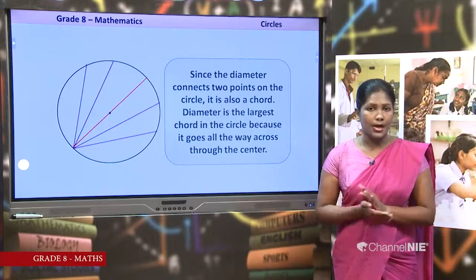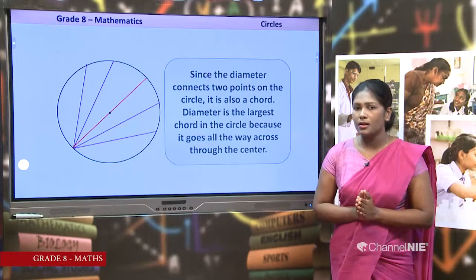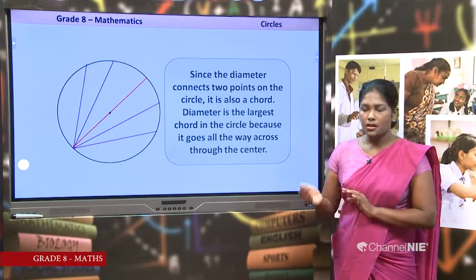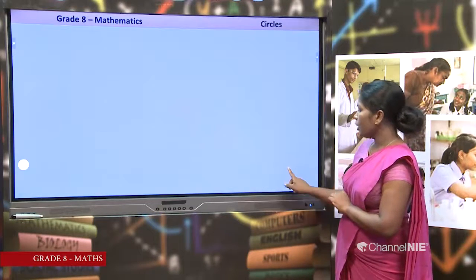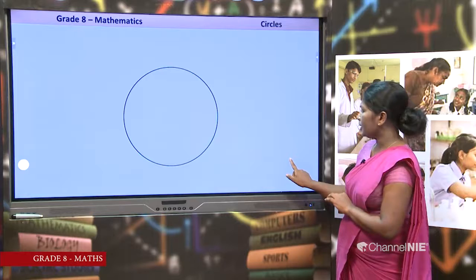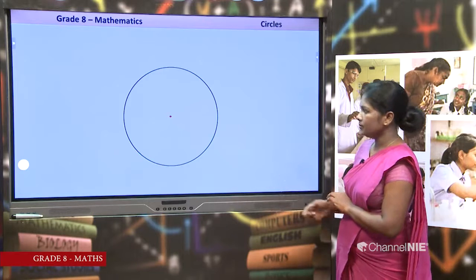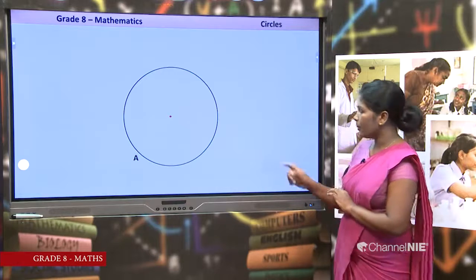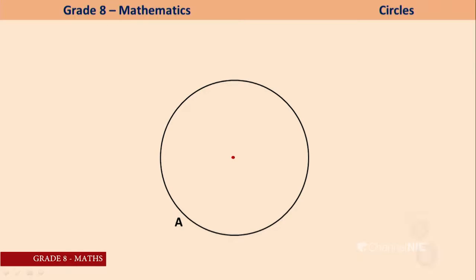Okay children, now you have an idea about the longest chord and also chord. Now, we have to move to the next slide. Look at that. There is a circle and also its center. I mark a point A on the circle, then mark B and join this line. Then there are C and D. Now, here 4 points are there.